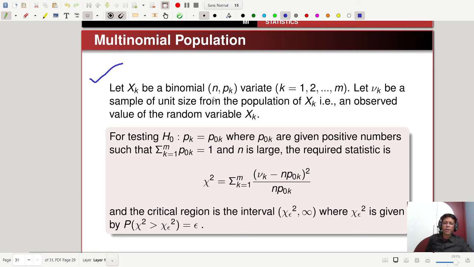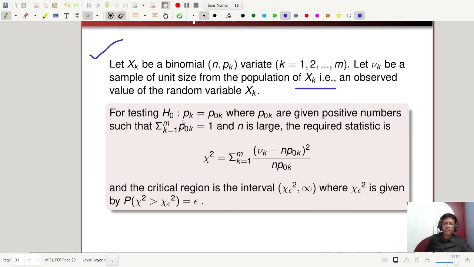Let xk be a binomial (n, pk) variate. So there is a multinomial, with k equal to 1 to m. There are many binomial populations. Let nu k be a sample of unit size from the population of xk. And for testing H naught: pk equal to p naught k, where p naught k is the given value and summation of p naught k equals 1, and n is large. The required statistic is chi-square actually.